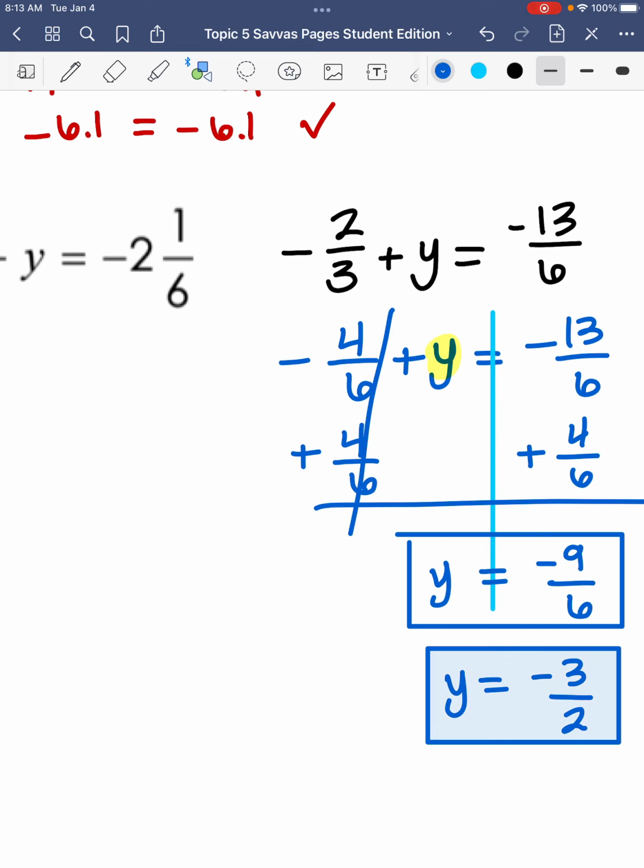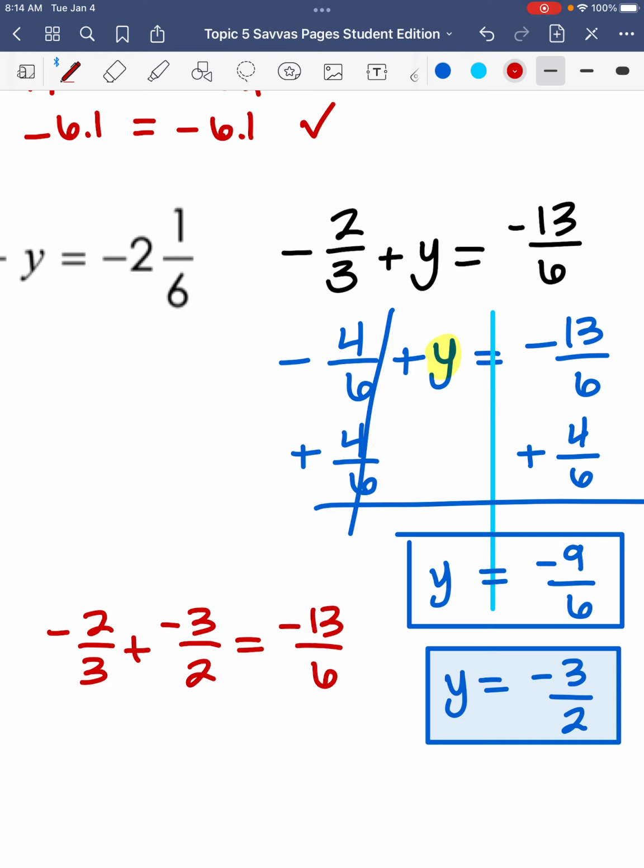Okay, so now we need to check our work. Remember to check our work, plug it back in. So, change our color back, and I'm going to work over here on the left-hand side. So we have negative 2 over 3, plus I'm plugging in negative 3 over 2, equals, we're going to go with negative 13 over 6.